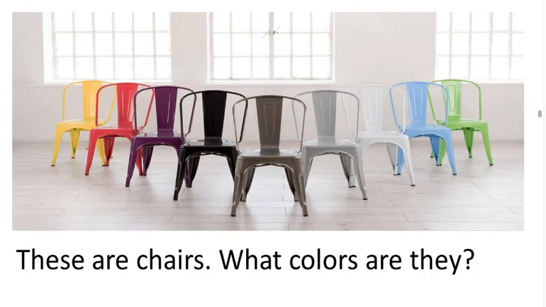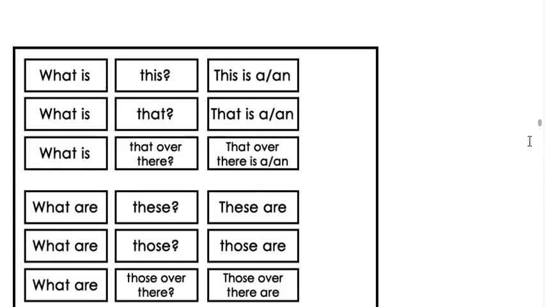What colors are they? Yellow, red, burgundy, black, brown, gray, white, blue, green. What is this? This is a or an. What is that? That is a or an. What is that over there? That over there is an or a.